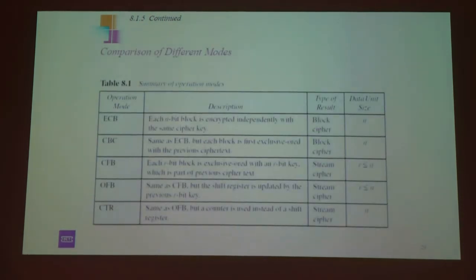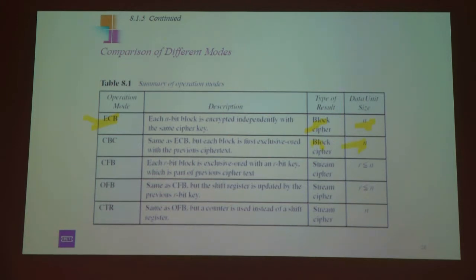Okay, so these are the ones we have explained. The first one is ECB. Each n-bit block is encrypted independently with the same cipher key. It's used for a block cipher, and the data unit size is n. The second one, CBC, is similar, but each block is first exclusive-ORed with the previous cipher block. There's a chain in here. It's a block cipher, and the block is n.